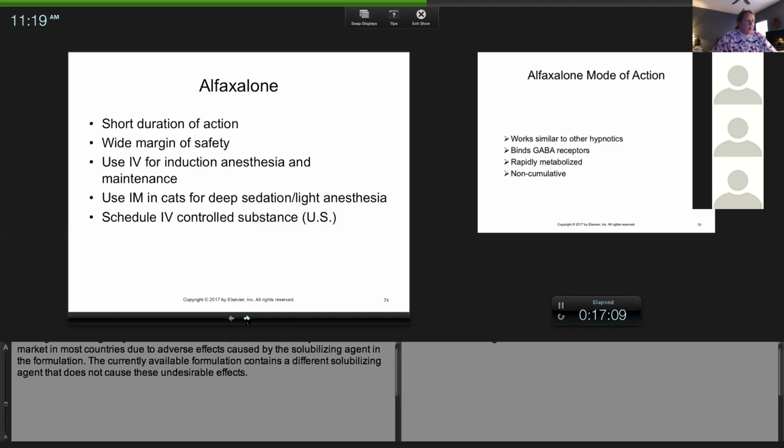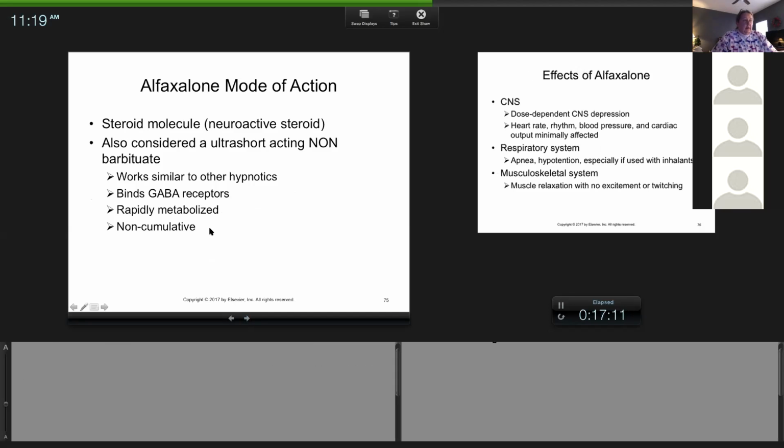But you do have to record it. It's a neuroactive steroid. It's called an ultra short acting non-barbiturate. It's rapidly metabolized, non-cumulative. So it's very similar to propofol, but this drug is clear and this drug is controlled and it's more expensive. So those are the key differences between Alfaxan and propofol.